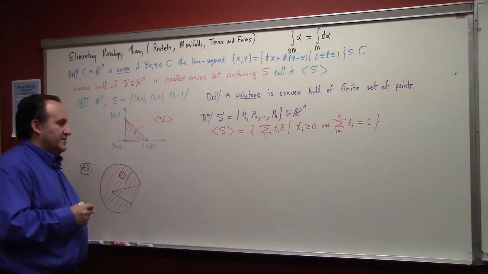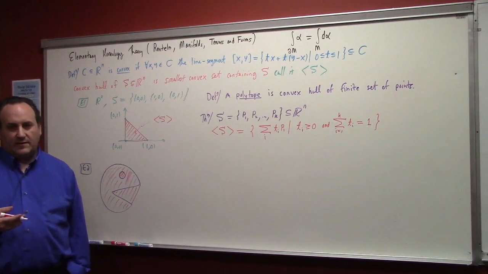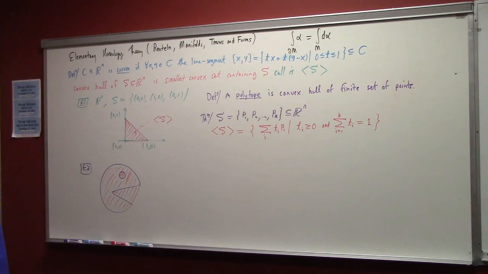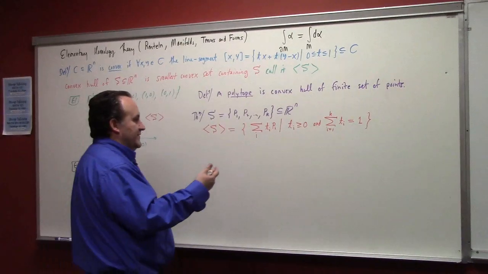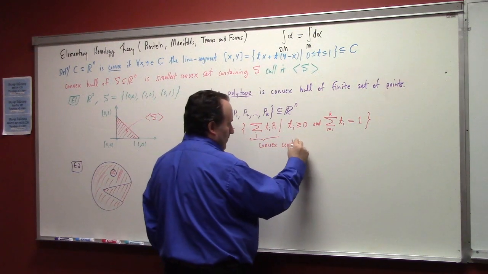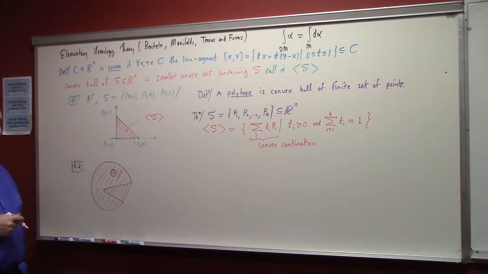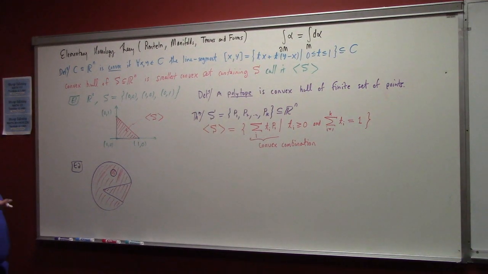So this is interesting in its own right because this is the convex analog of the span. When we talk about spanning in linear algebra, it's just arbitrary linear combinations. This is called a convex combination of the points. So it's not hard to see that this is going to give you... well, I don't know how hard it is, but we can prove that that is in fact the convex hull.